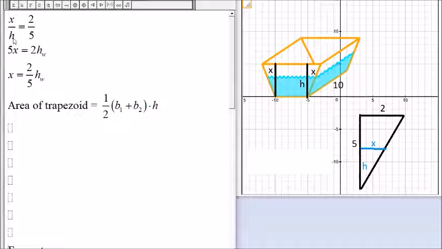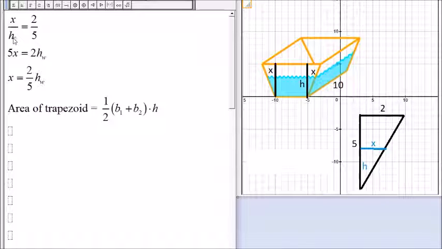Since we have the height of the trough and the height of the water, let's let H sub W be the height of the water. So X over HW is 2 over 5. Cross multiplying, we have X times 5, which is 5X, and 2 times HW, which is 2HW. Dividing both sides by 5, we get X equal to 2/5 HW.